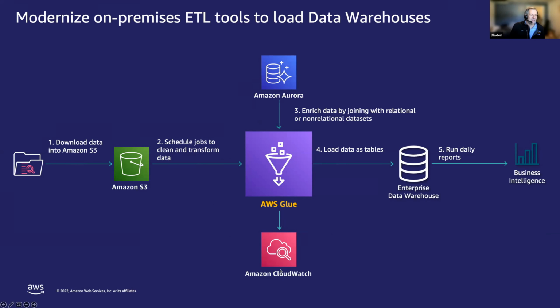Everything, of course, in AWS, everything can be monitored via CloudWatch. So that lets you see the logs and how things are working, or it gives you the ability to debug your jobs. And then you can load that data as transformed out of Glue into your data warehouse or your analytics databases, star schemas, things like that, and then run your business intelligence reporting layer, QuickSight, Tableau, Power BI, things like that.